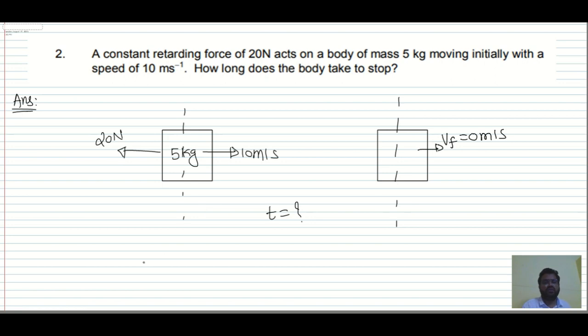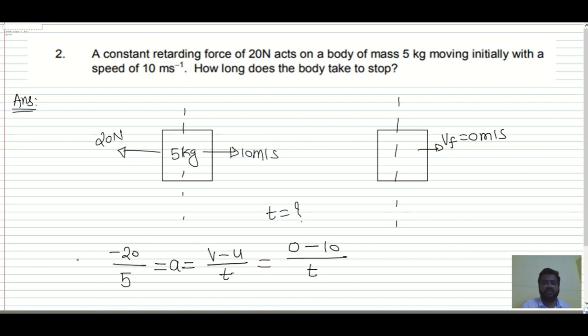Okay, so for that we need deceleration. So the deceleration formula, we know that a is equal to the final velocity minus the initial velocity divided by time t, which is equal to, what is the final velocity we want? 0 minus initial velocity 10 divided by what is the time t we have, and this deceleration a is equal to the force, minus 20, divided by the mass, that is 5. So over here I have applied force by mass as the acceleration, and over here I have applied v minus u divided by t.